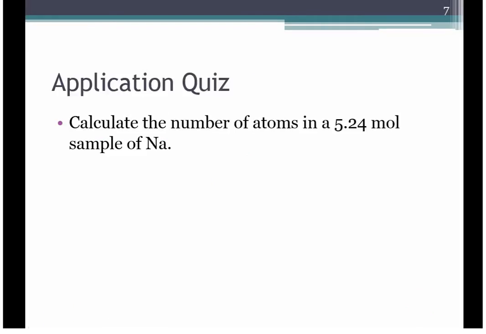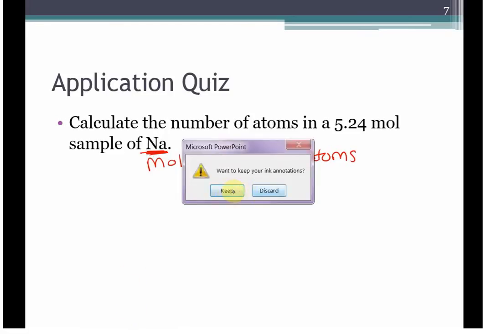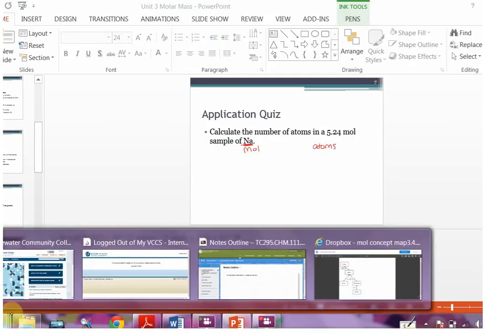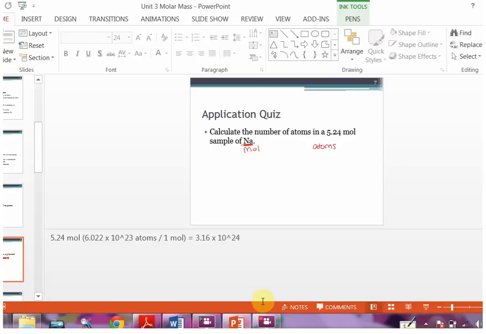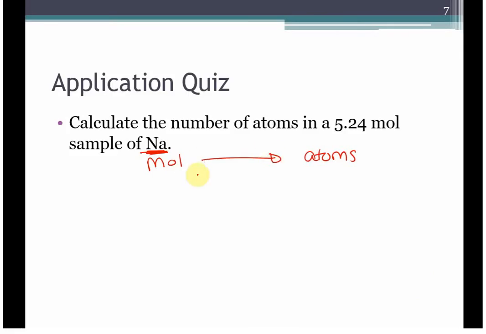So, for example, we can calculate the number of atoms in a 5.24 mole sample of sodium. Now, we are given units of moles, and we're looking for atoms. Because this is an atom, we can go directly from moles to atoms. We don't have to worry about the fact that sodium's a molecule because it's not. So we're going to be able to do this in one step. And we can do this using Avogadro's number because we know that one mole is equal to 6.022 times 10 to the 23rd atoms. Okay? So setting this up, we have 5.24 moles.